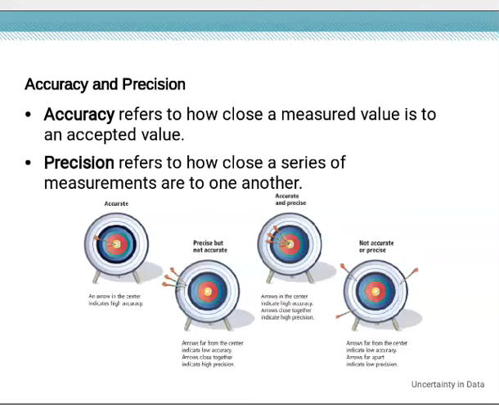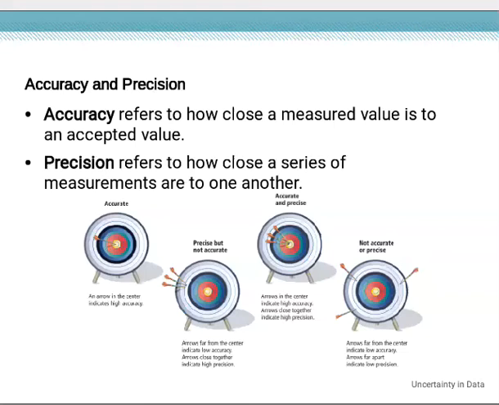Accuracy refers to how close a measured value is to an accepted value. What does that mean? So an accepted value is something that's been established, or maybe something that you expect, or something that is almost certain to be correct. And so when you're really accurate, that means that you're getting really close to what you expect or what you want.